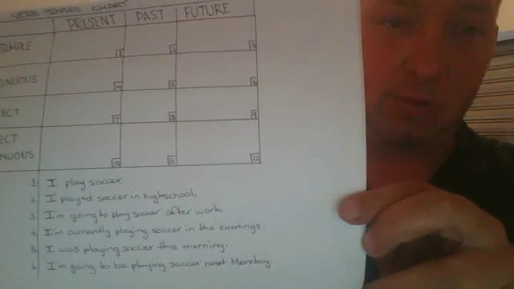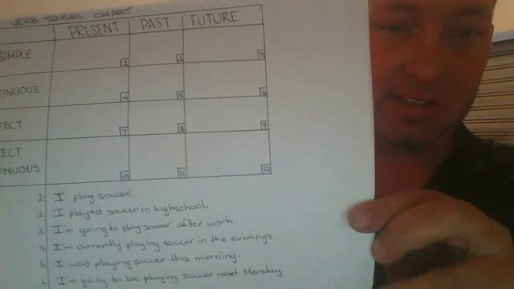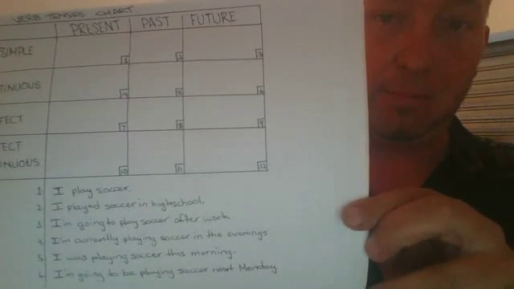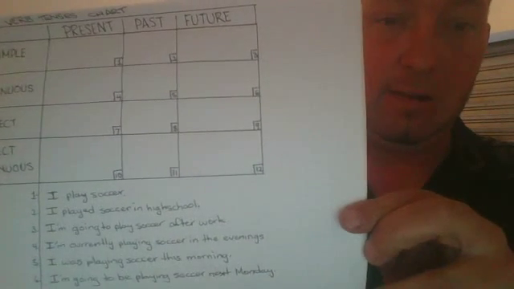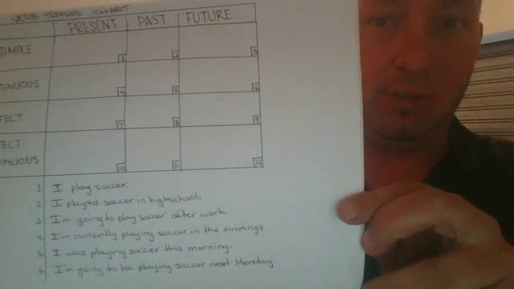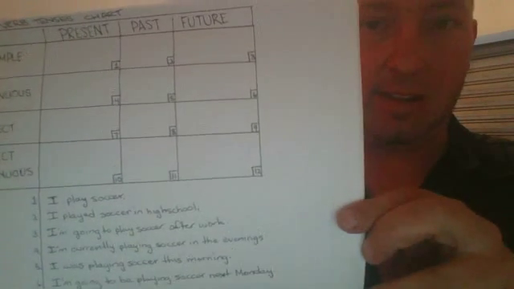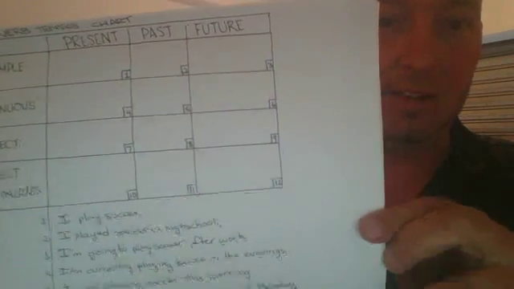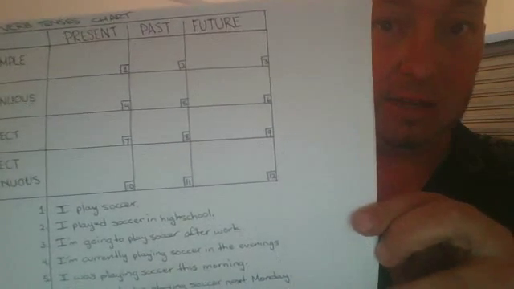So the number 1, which is the present simple, is I play soccer, right? Simple present tense. I play soccer. When does that happen? Well, it's something that you do generally, right? So that's general. Simple present is general, generally speaking.